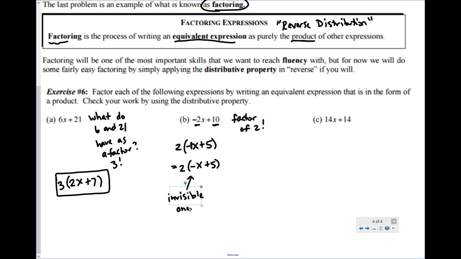And finally, the last one, try on your own. I know this is tricky, but give it a try. Think logically of how you can turn that 14x plus 14 into some sort of product. So pause and try it on your own.